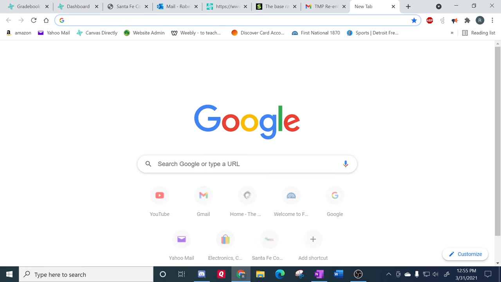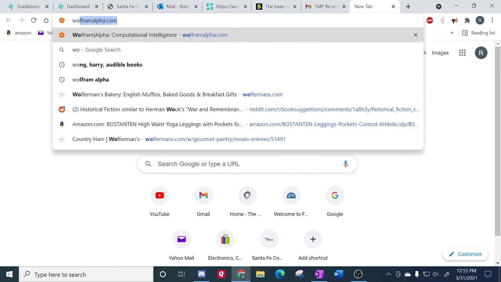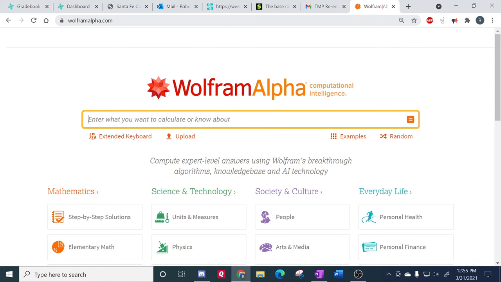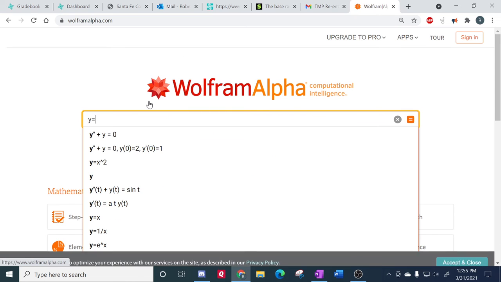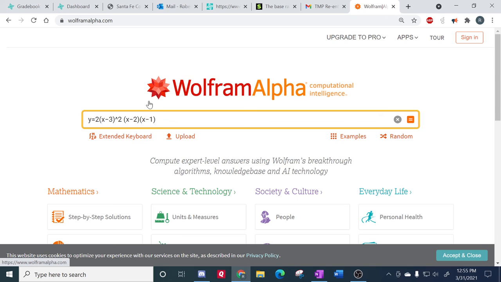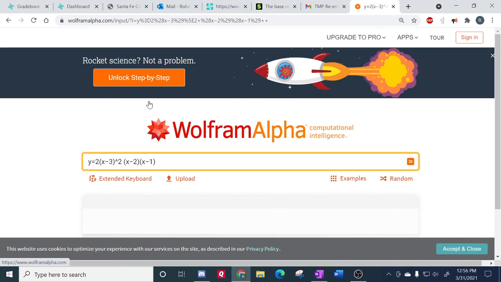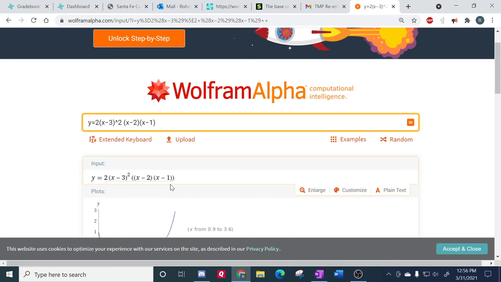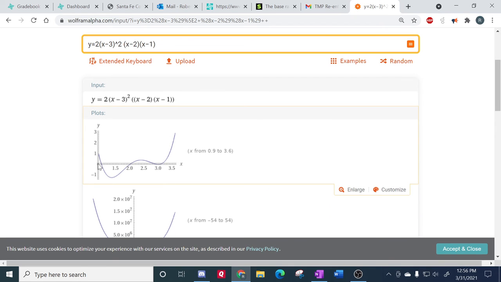Let me go to wolframalpha.com, something that will graph it for me. Y equals this. And then I hit enter, so I copied and pasted it in here. When I enter it, it will show me what it thinks I meant, and that looks good enough. It has extra parentheses, but that doesn't hurt anything, and then it shows me the graph.